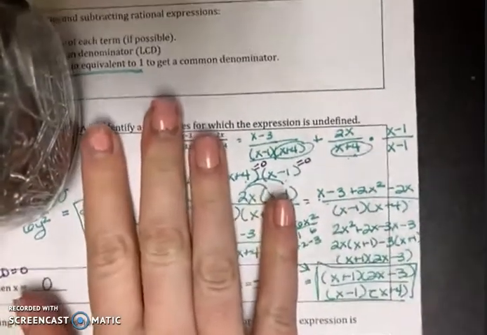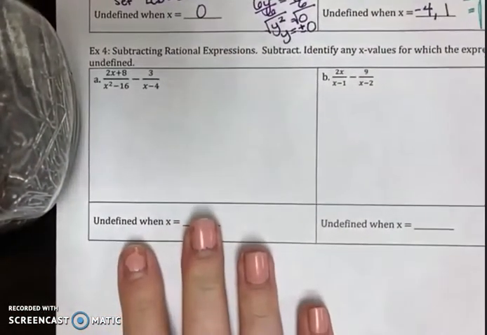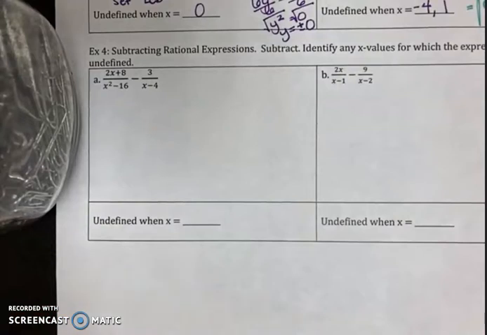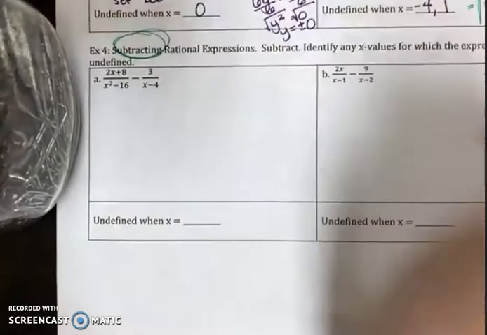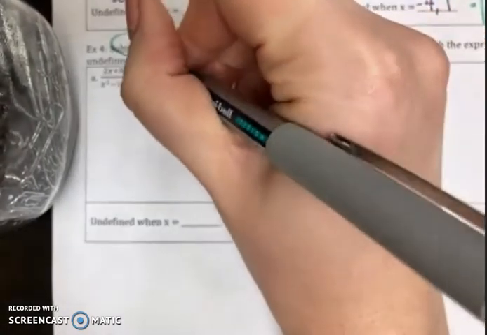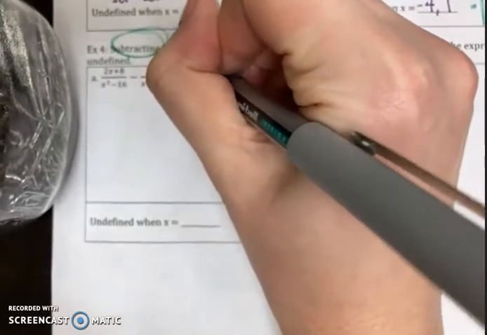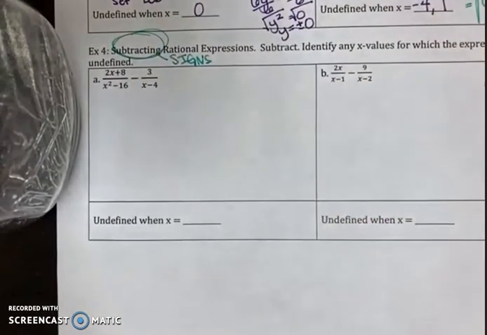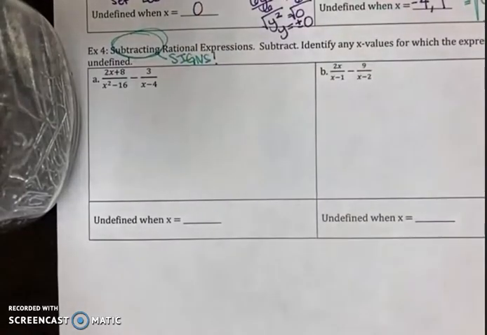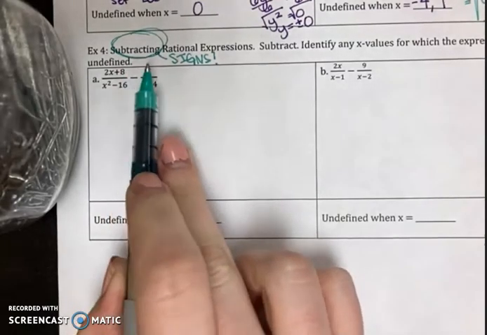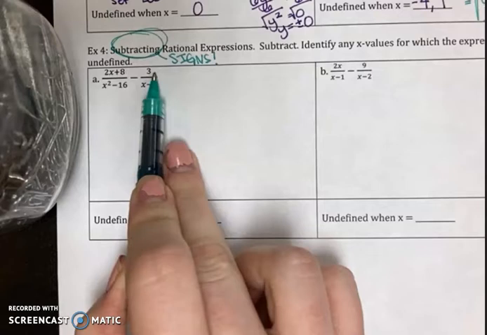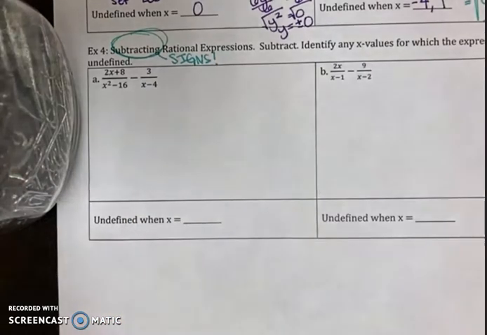All right, let's take a look at example 4. It's the same exact process when we subtract. So we're going to follow the same steps. It's just that when we are subtracting, you need to be careful with signs. The most common mistake that I see on this upcoming quiz is that people are not careful with their signs. We are subtracting the entire numerator that follows. You'll see what I mean as we solve the problem.